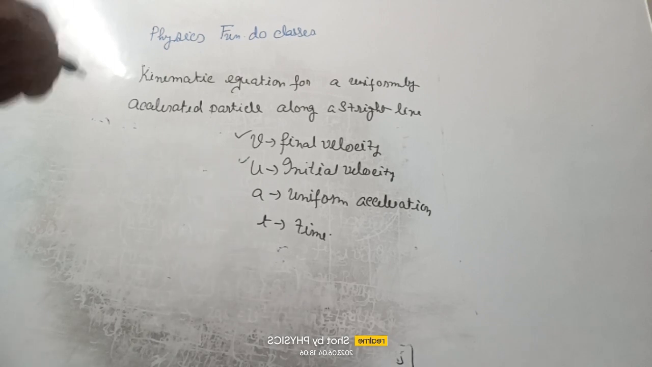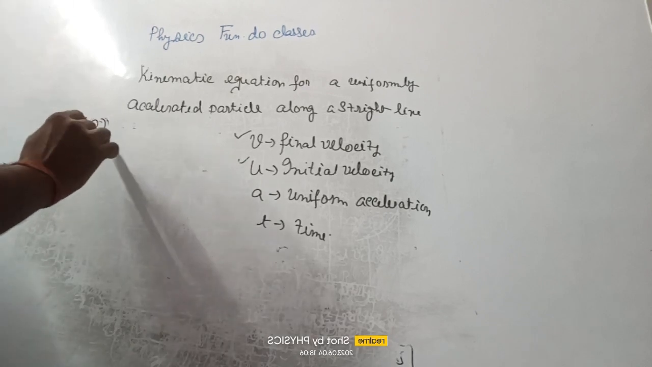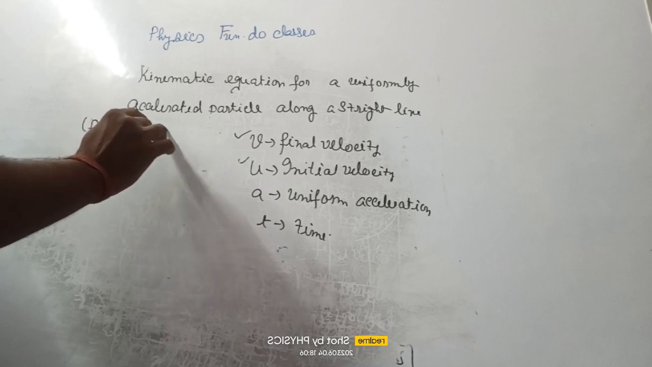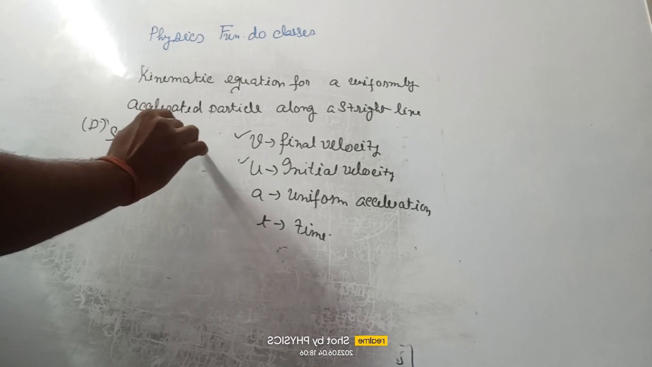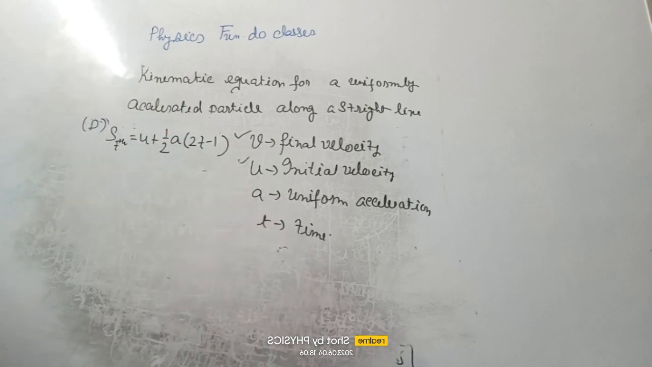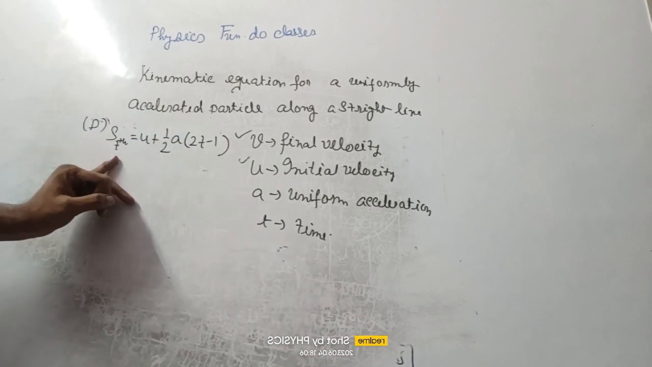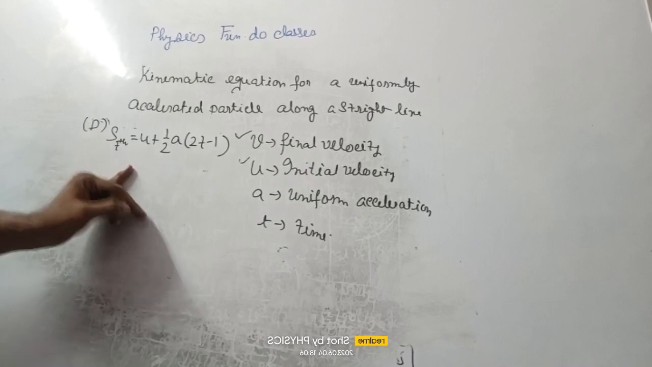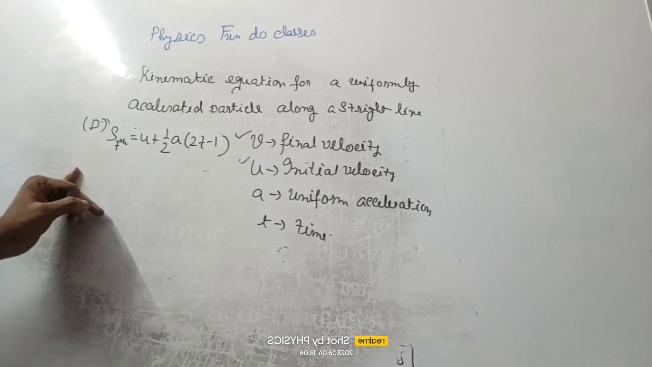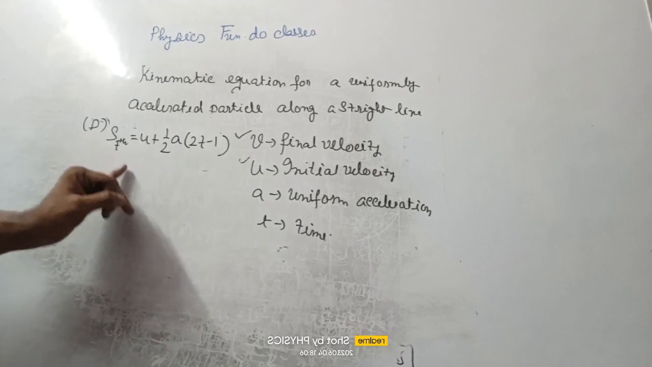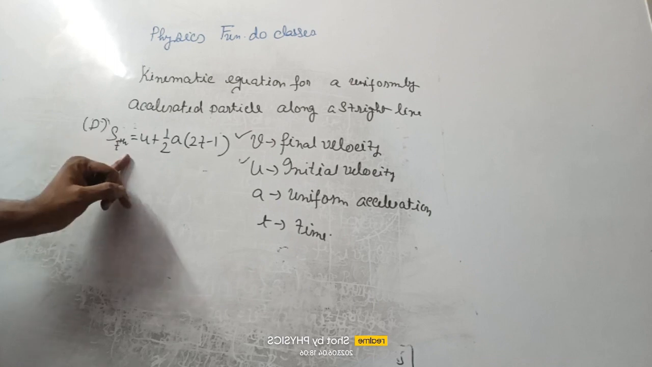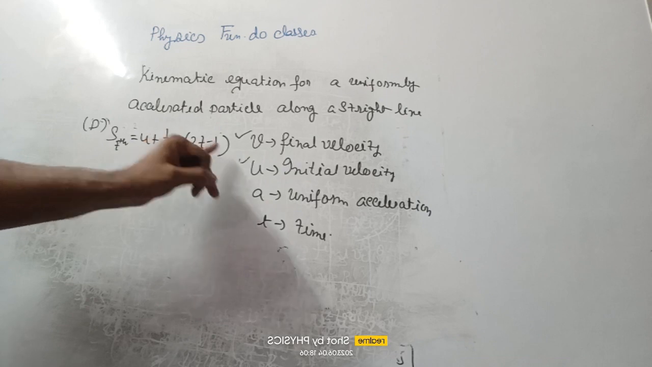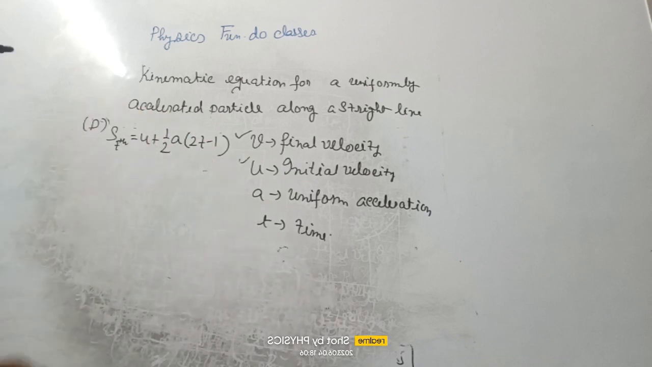The fourth equation, D. S of tth equals u plus half a into 2t minus 1. What is tth? Tth is a particle time. A particle travels a distance at tth time, s tth is equal to u plus half a into 2t minus 1. Now how to proceed?